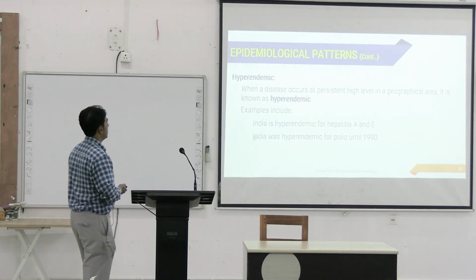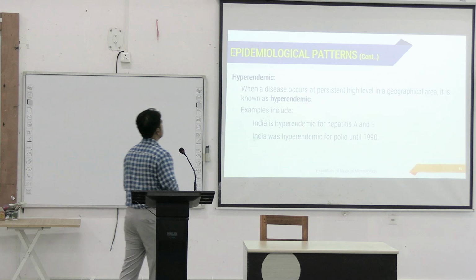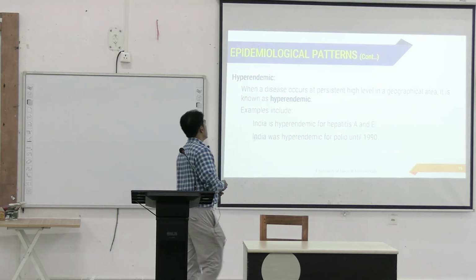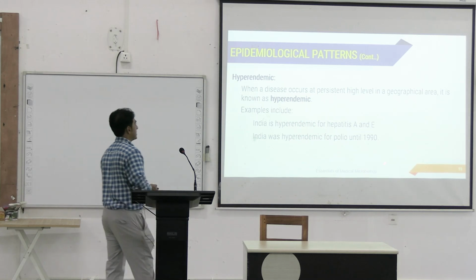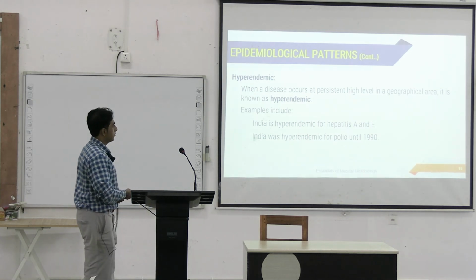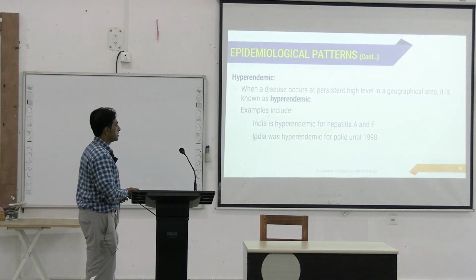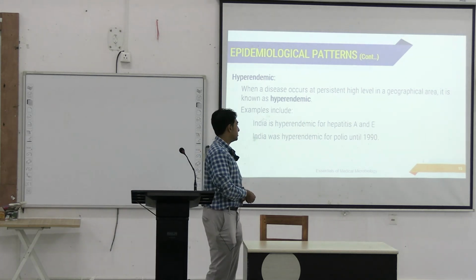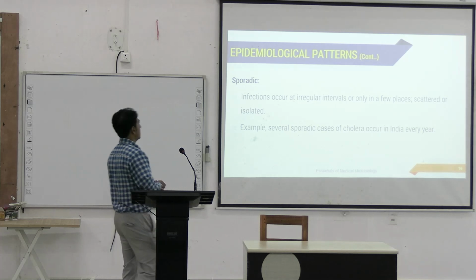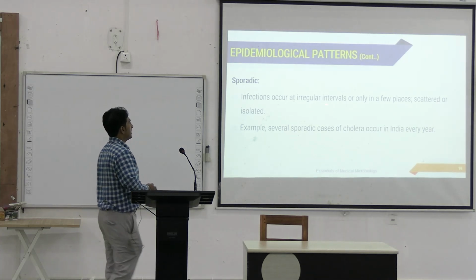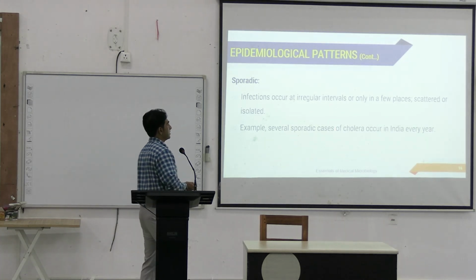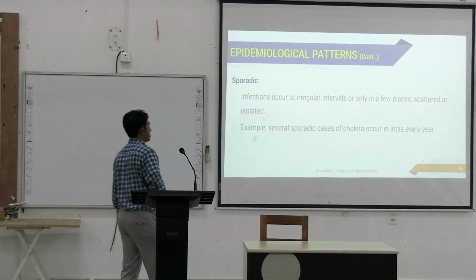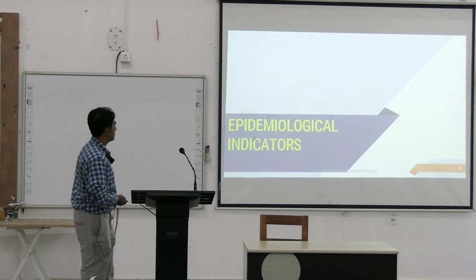What is hyperendemic? When the disease occurs at a persistent high level in a geographical area, this is known as hyperendemic. Example, India is hyperendemic for hepatitis A and E, and also India was hyperendemic for polio till 1990, but now due to widespread vaccination we have stopped this. Sporadic infections occur at irregular intervals or only in a few places, scattered or isolated. Example, sporadic cases of cholera occur every year.